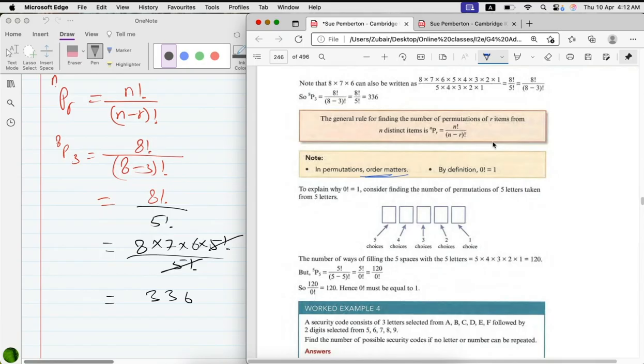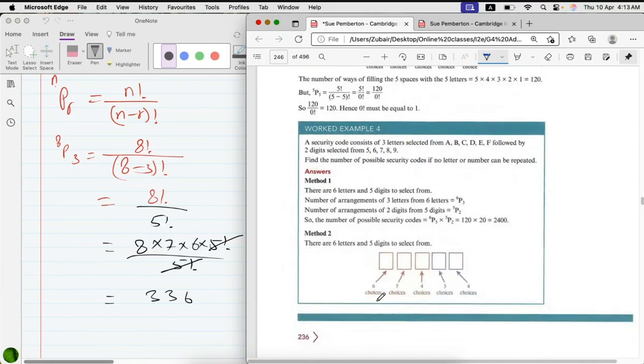And 0 factorial is 1. To explain why 0 factorial is equal to 1, consider finding the number of permutations of 5 letters taken 5: 5, 4, 3, 2, 1. And we just plug that into the general formula. We know that this is at least one pattern. This is the first choice. So 0 factorial still equals one choice.